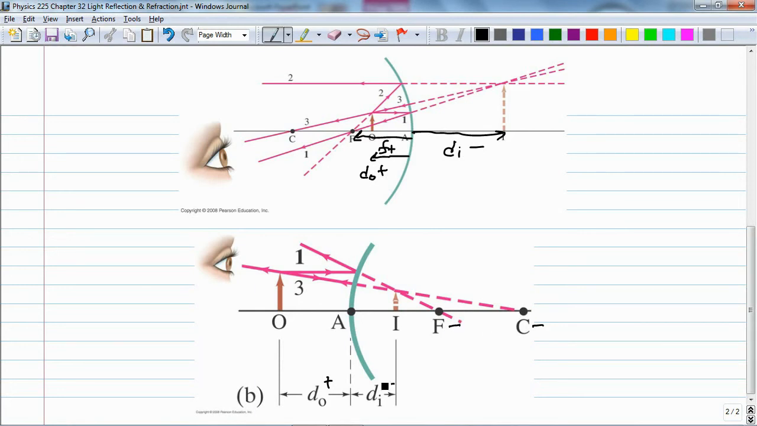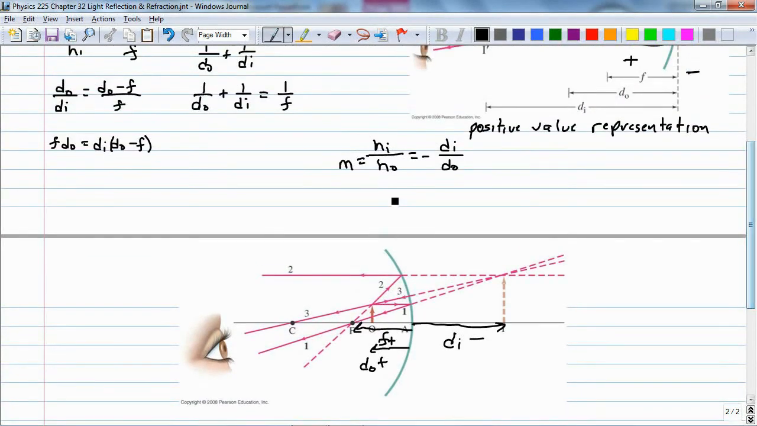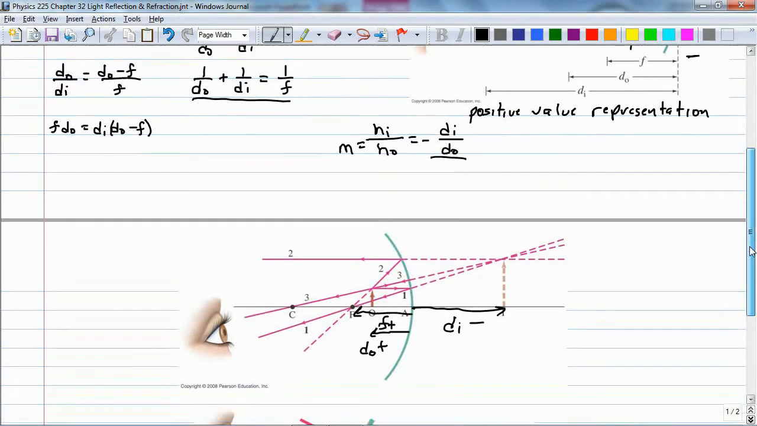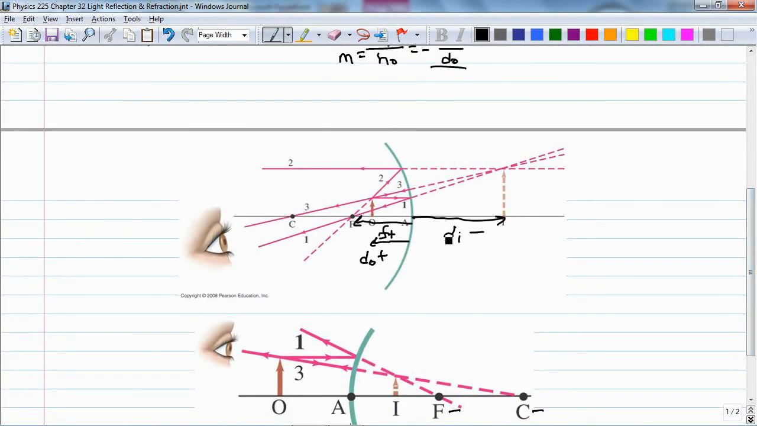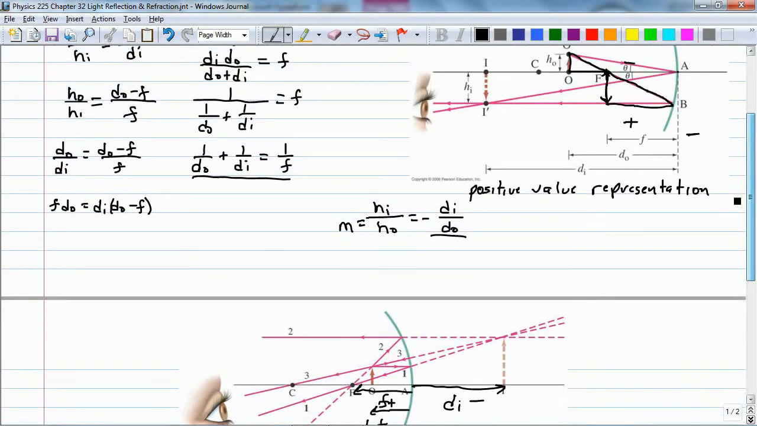So keeping track of these negatives and positives will allow us to use these two equations without any modifications for convex or concave. Just as long as we keep our signs straight, we realize which directions are positive and which directions are negative, we can solve any problem just using these two equations when it comes to spherical mirrors, either convex or concave.